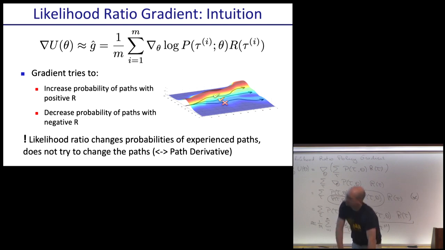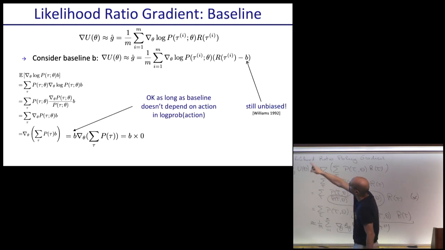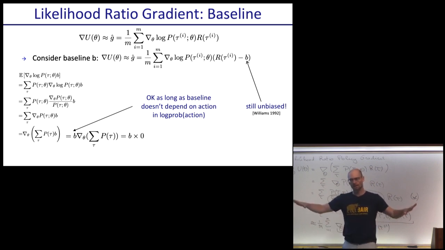So what we're going to do is introduce a baseline. The natural thing to say is that I don't want to increase the probability of everything I did. I just want to increase it if the experience was better than average. If my rollout was better than the average rollout, increase the probability of the actions given state, otherwise decrease. Can I do that? Well, you can. You can subtract out a baseline B, and the simplest way to think of it is as the average across all your rollouts of how much reward you got. Now when you subtract it out, anything that's above average, grad log probability gets increased. Everything that's below average, grad log probability goes down.